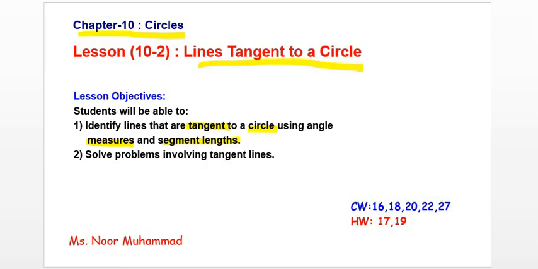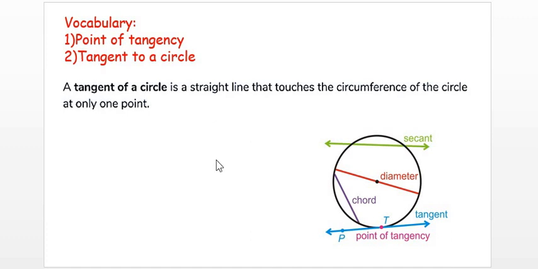So first of all, let's discuss some of the points or the vocabulary words. The first is point of tangency, and the second one is tangent to a circle. So let's define first of all what is a tangent. A tangent of a circle is a straight line that touches the circumference of the circle at only one point. Now clearly you can see we have two lines in this diagram. One of the lines is the green one, and one of the lines is this blue one.